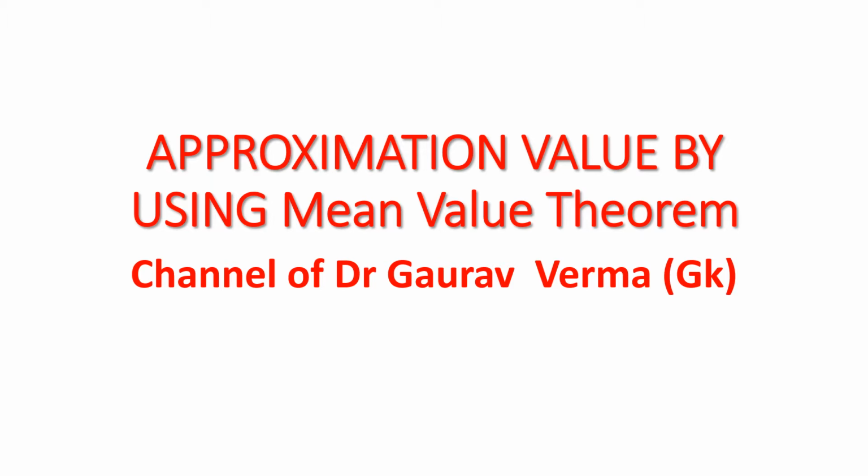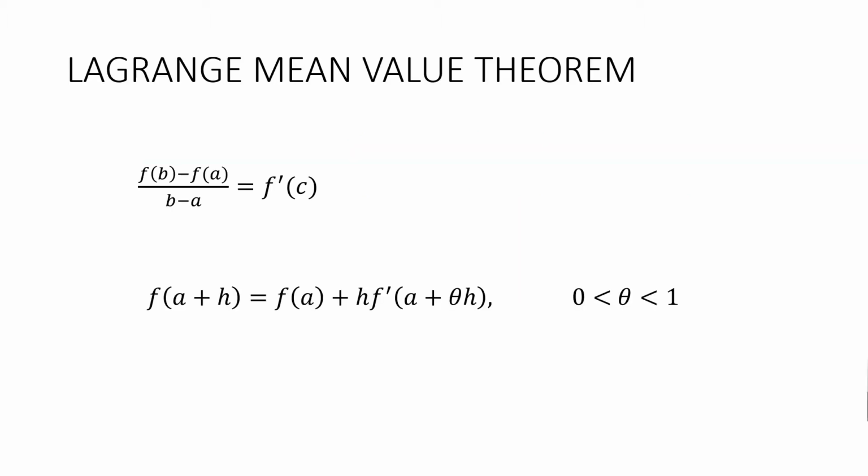In this video lecture, we will learn how to find approximate values of functions using the mean value theorem. First of all, students, you must know the statement of the Lagrange mean value theorem. We know that its statement is (f(b) - f(a))/(b - a) = f'(c), if the function is defined in the interval [a, b] and c lies between a and b.